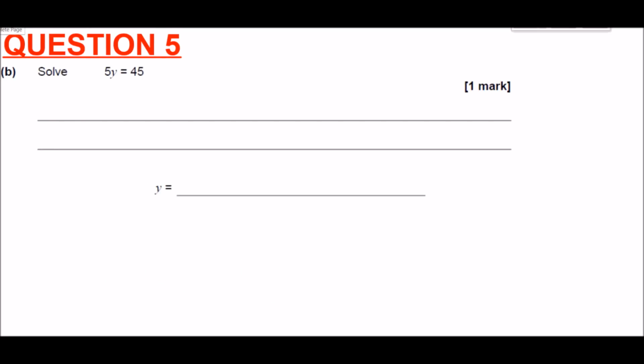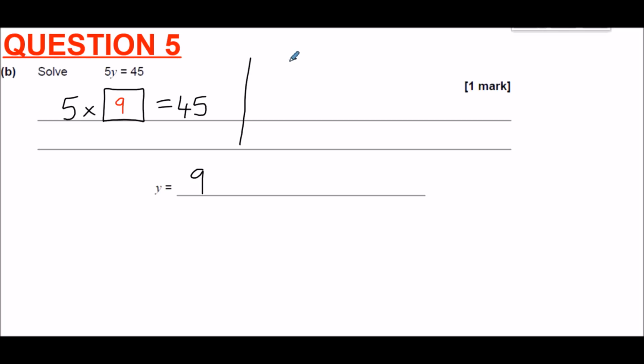5b. Solve 5y equals 45. So what this means is 5 is multiplying y. So we don't know what y is, do we? One way we could do it is just by trying different numbers. So 5 multiplied by some number gives us 45. So we can sometimes be thinking, well, what number would work? How many 5s would make 45? Well, it's got to be 5 times 9 that works. And so y must be equal to 9.